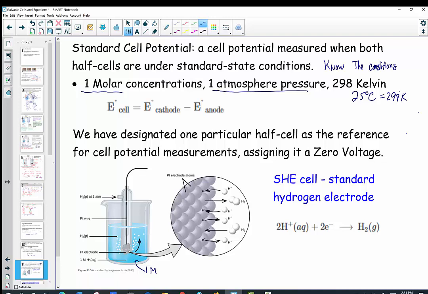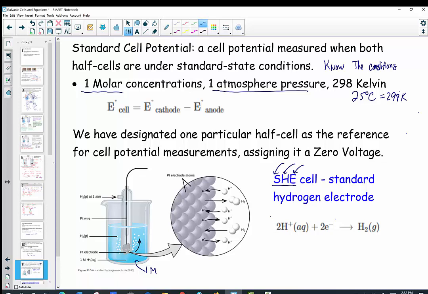Now, since half reactions don't generate a voltage that you can measure, we measure potential difference. We have to have something to compare a half cell to, and that's the job of a standard hydrogen electrode. We've designated hydrogen to be the half cell as the reference for cell potential, assigning it a 0 voltage. The SHE cell, the standard hydrogen electrode.